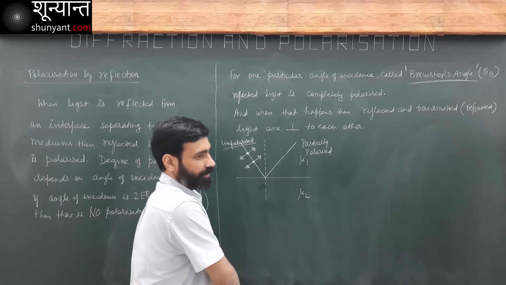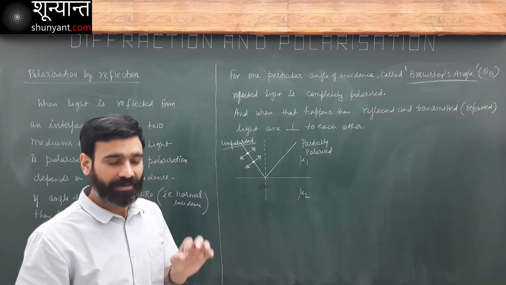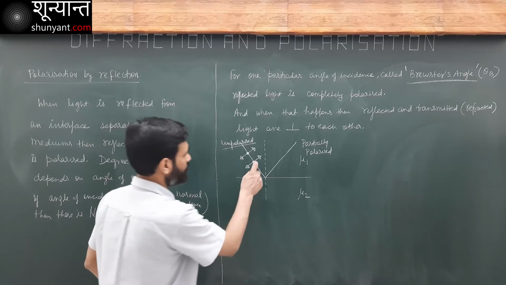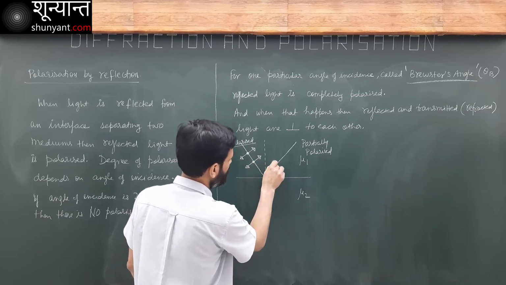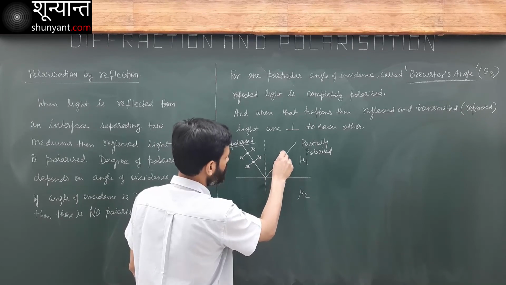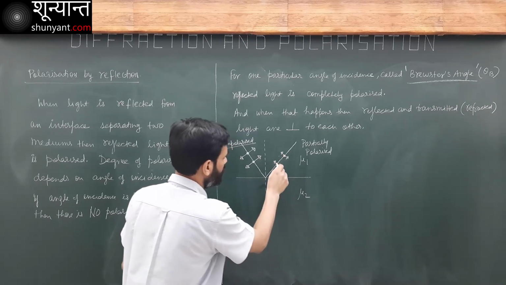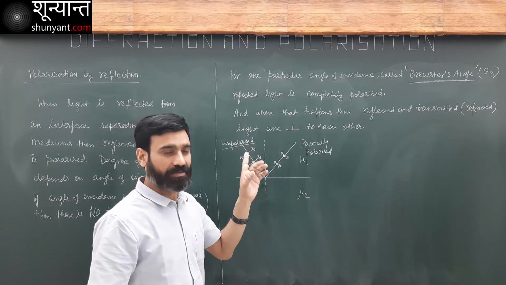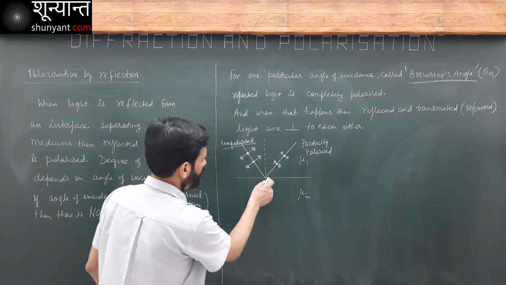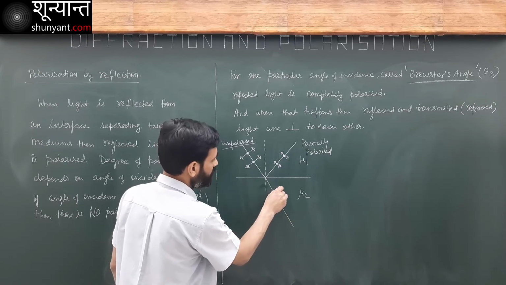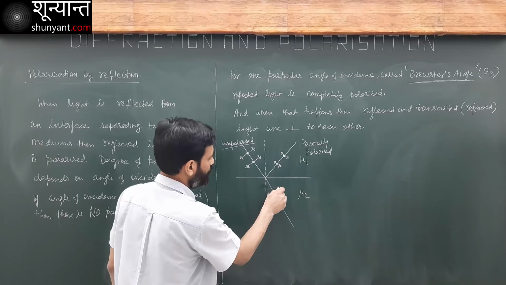The component parallel to the plane of reflection, the component in the plane of reflection, gets absorbed. So that means this is going to decrease a little bit. The other component will remain. This component is getting absorbed, and this component does not change. That means this is partially polarized. What about the reflected light? This is the reflected light. Here also there will be partial polarization.